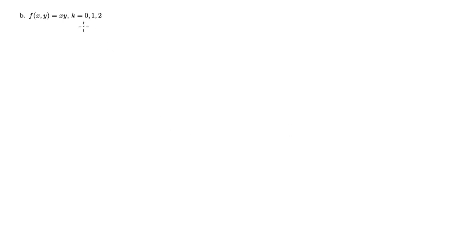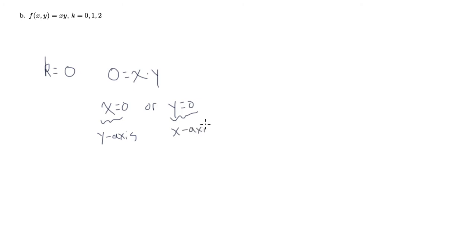Alright, so again, we just have these three values, 0, 1, and 2, that we want to find the level curves of this function. It's just x times y, and it's a function of two variables. So first notice that if k is 0, then we have 0 is equal to x times y. But if x times y equals 0, then either x is 0 or y is 0. But this is just the y-axis, and this is just the x-axis. So actually the level curve here are just the two coordinate axes.